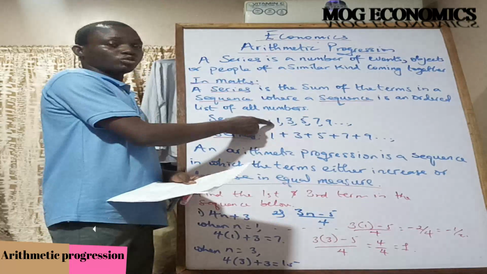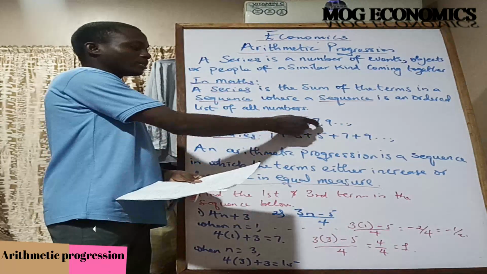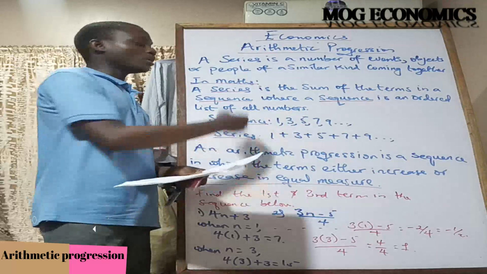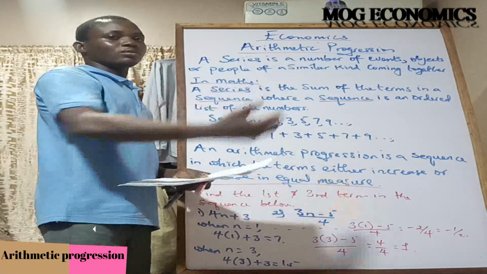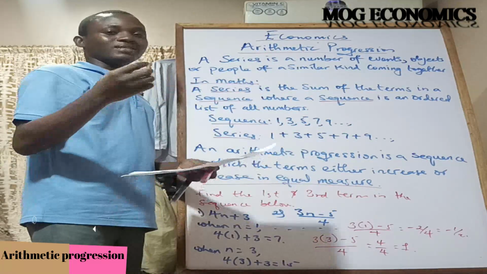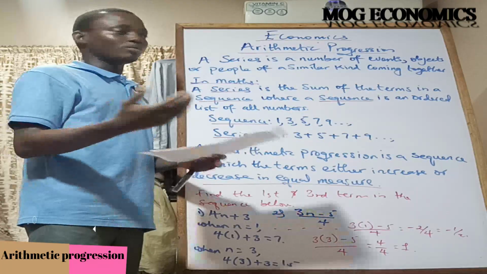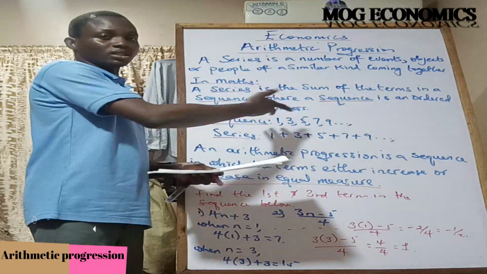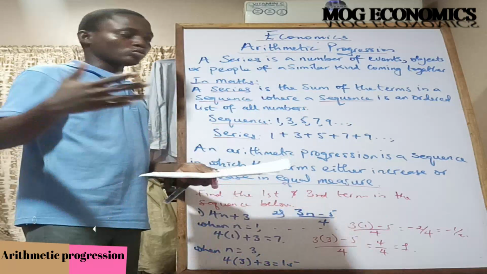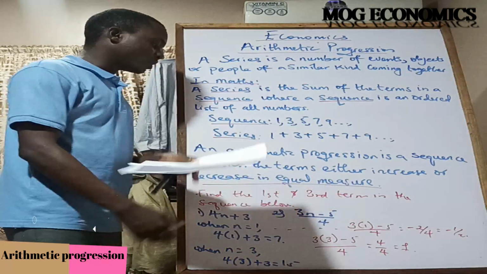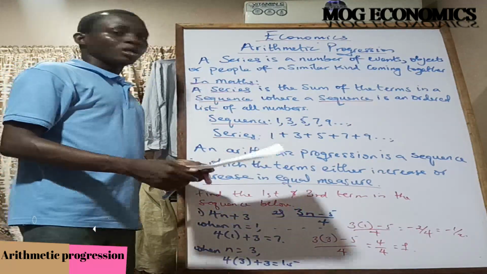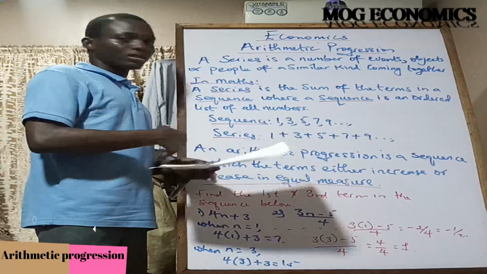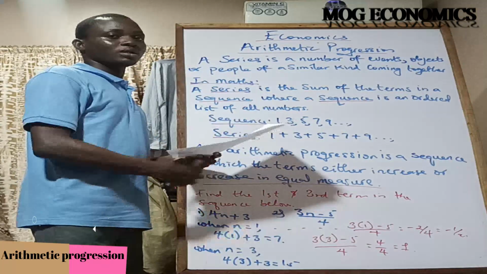So 3 minus 1 is 2, 5 minus 3 is 2, 7 minus 5 is 2, 9 minus 7 is 2. So the terms are increasing at an equal measure. The difference between the terms is constant, so 2, 2, 2, 2, 2 like that. So that is an example of an arithmetic progression. So let's delve deeper into this and go into these several examples that I want to talk about.